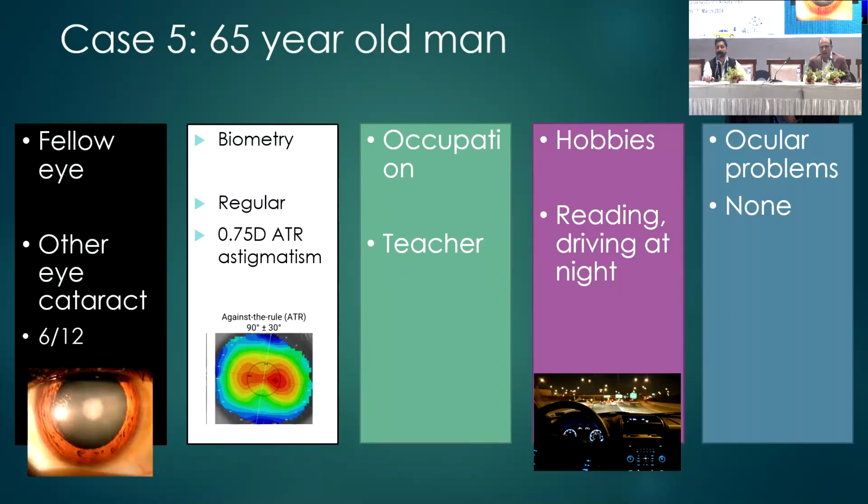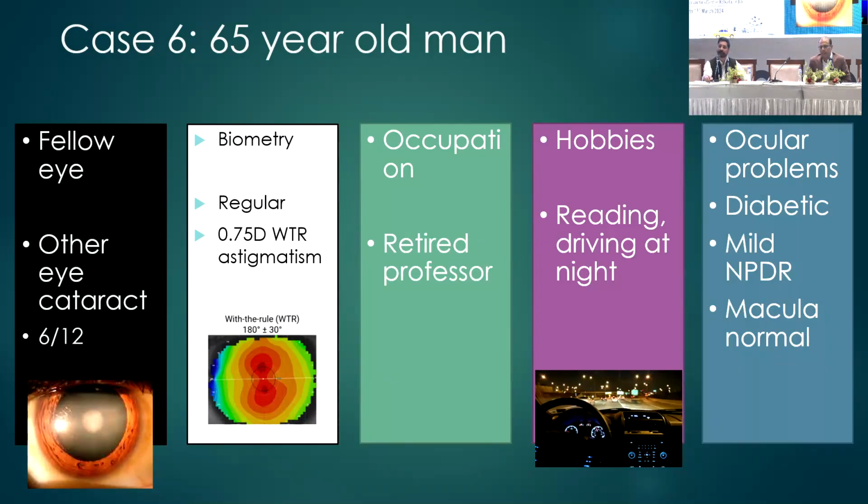See, even 0.75 I will not like to ignore. I put every 0.75 in a toric calculator. If it is toric, I do a toric. There are limited options of EDOF torics, but I don't mind doing an EDOF toric for this patient because he loves driving at night. Yes, perfect. I think the take-home message is, even if there is a little amount of against the rule astigmatism, put it on the Barrett calculator and use toric EDOFs whenever possible. Don't rely on anything else. Remember, as I was mentioning in my first talk, emmetropia gives you crisp vision. Anything less than emmetropia, there will be loss of contrast sensitivity.